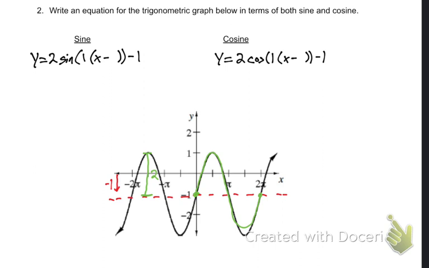Or if you did the other method, you might have said, oh, you know what? The period, it's always good to at least know your period because I can ask that question. The period is 2 pi. That's some terrible drawing. So the period equals 2 pi. So you could have done that, 2 pi equals 2 pi over b. You're going to come up with 1. So both of these are 1.